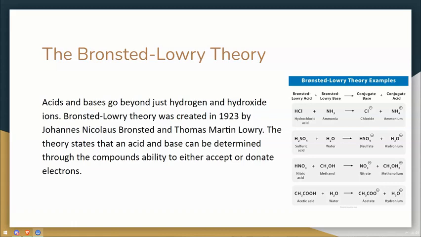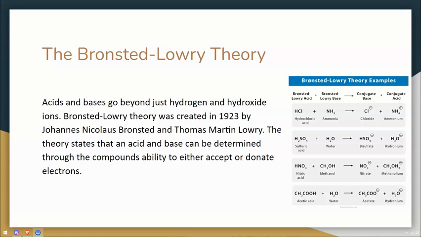So acids go beyond just hydrogen ions and hydroxide ions, like I said. The Bronsted-Lowry theory was created in 1923 by Johannes Nicolaus Bronsted and also Thomas Martin Lowry. This is where you get the name Bronsted-Lowry. The Bronsted-Lowry theory states that an acid and base can be determined through the compound's ability to either accept or donate protons. An acid is known to be a proton donor and a base is a proton acceptor.